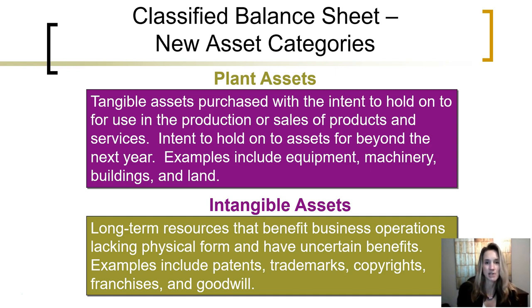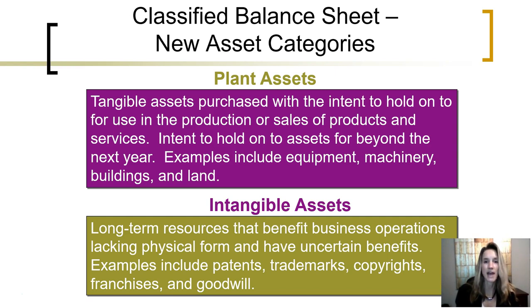Within the assets section of the balance sheet, the classified balance sheet classifies assets by whether they are current or non-current. Current assets are assets that the company has that they intend to use up or convert to cash sometime within the next year or current operating cycle.